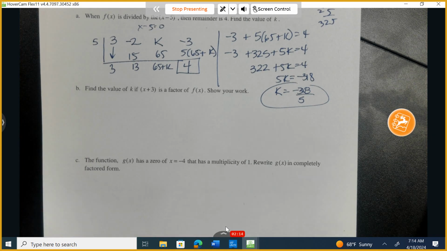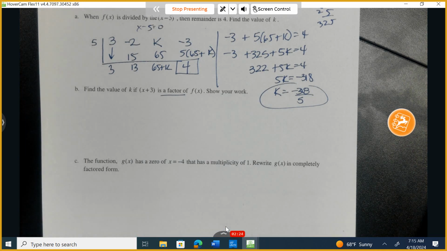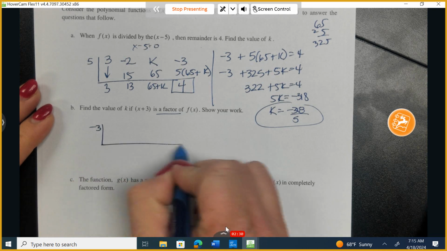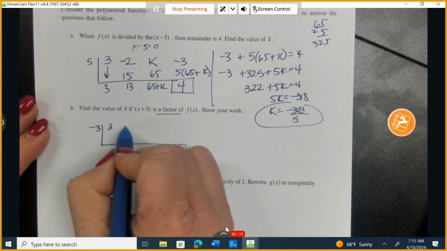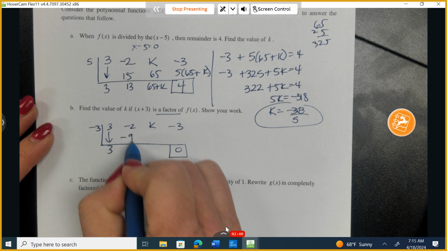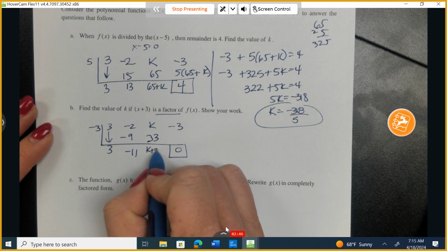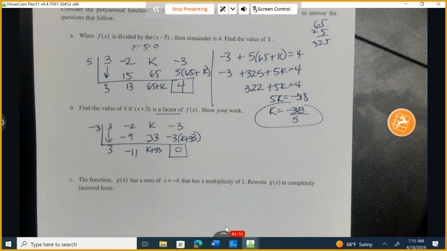All right, the next part is part B. It says, if x plus 3 is a factor, show your work, and we want to solve for k again. If it's a factor, I set this equal to 0 and I have -3, and I know that the remainder is going to be 0. So just like above, I have 3, -2, k, and -3. I'm dropping down, multiplying, adding together, multiplying, adding together, so k plus 33, then -3 times k plus 33, and I know it has to equal 0.